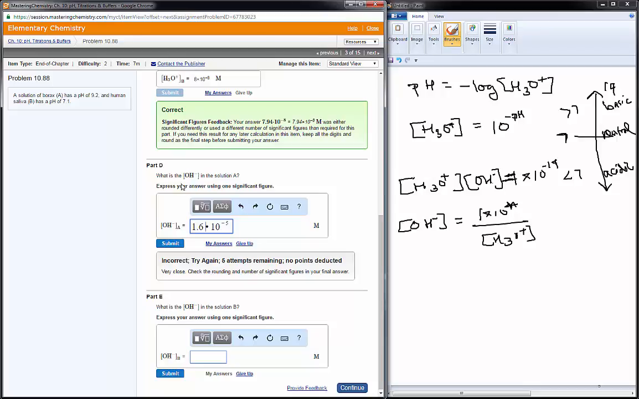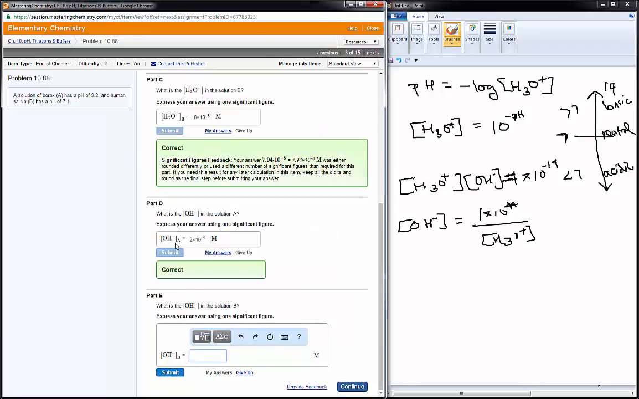They want the hydroxide concentration using 1 significant figure. So round that up to 2 times 10 to the negative 5th. I feel like I'm losing a lot of information there, but okay.